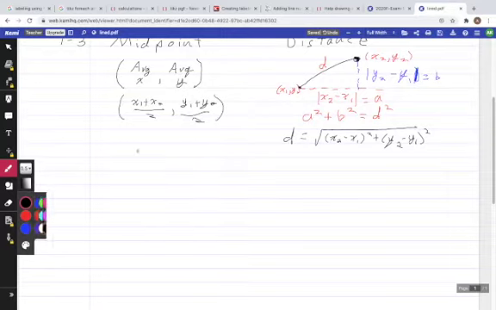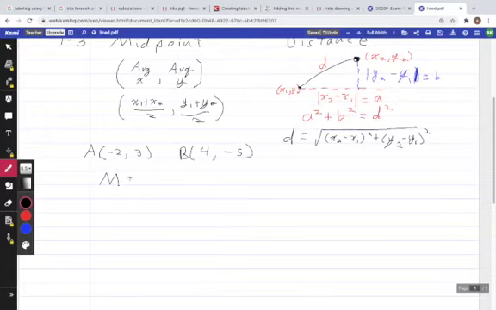To get an example, we have -2, 3, and 4, -5. We have this set up here. The midpoint, I'm going to call that M. This will be point A, and this will be point B. So the midpoint of A and B is going to equal the average of my x's. So that's, I add the two numbers together and divide by 2. So 2 divided by 2, which equals 1. And then do the same thing with y's. 3 and -5, so -2 over 2. So our midpoint is the point 1, -1.